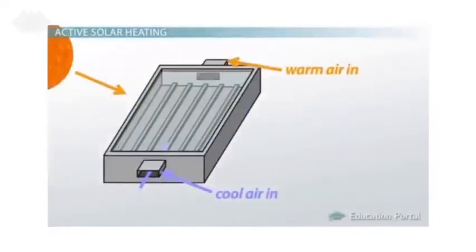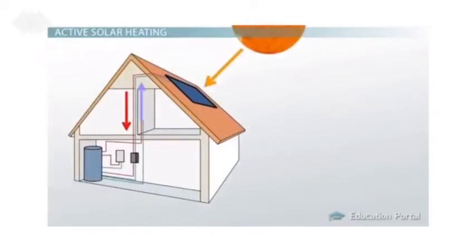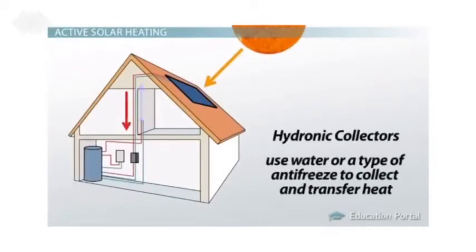Active systems that use air are referred to as air collectors. Simply stated, this is a system that absorbs the energy through the air. Those systems that utilize a liquid as a conductor are called hydronic collectors. Hydronic systems will use water or a type of antifreeze to collect and transfer heat.